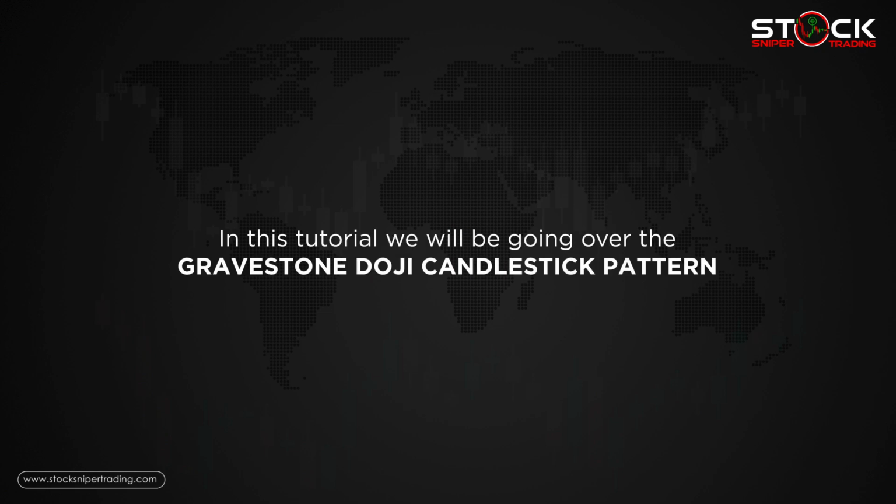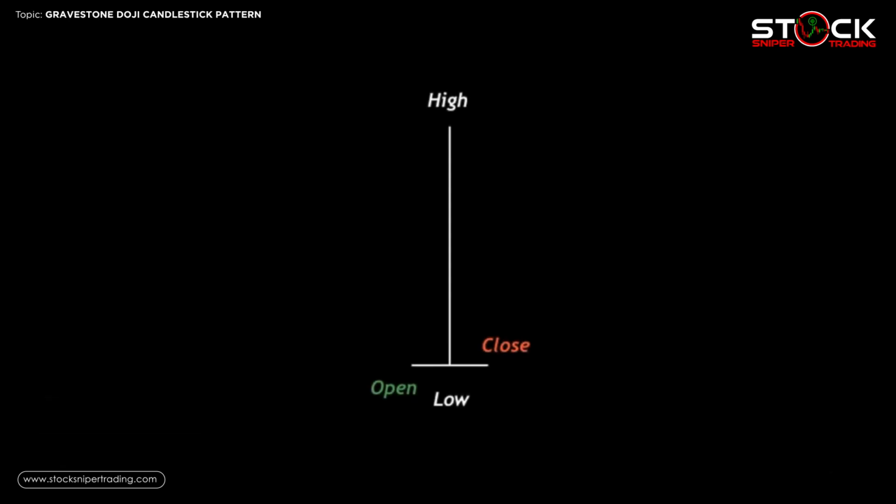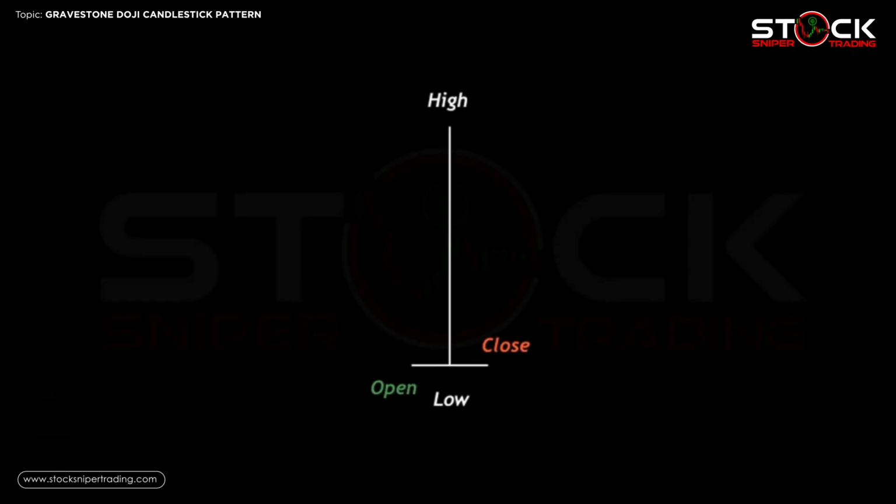Welcome to Stocksnipertrading. In today's tutorial, we will be going over and introducing the Gravestone Doji Candlestick. The Gravestone Doji Candlestick is described by the open, low, and close prices equal or very close to each other, while the high of the period is significantly higher than the former three. This creates the upside down T shape that is easily identified by technical traders.